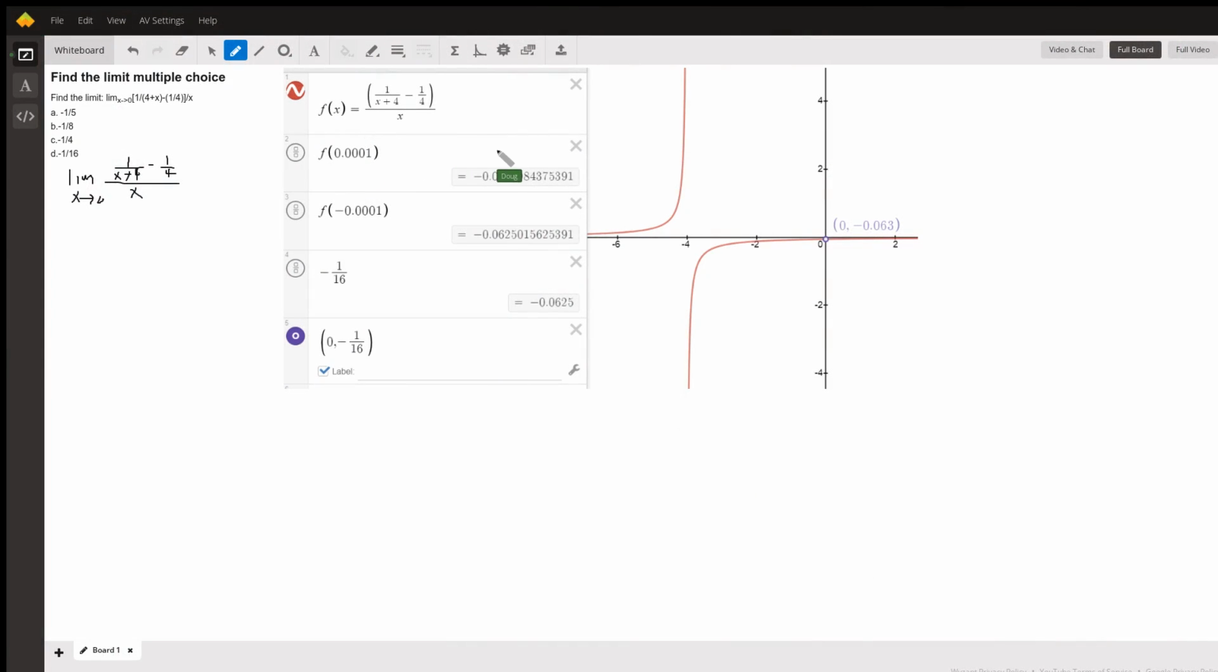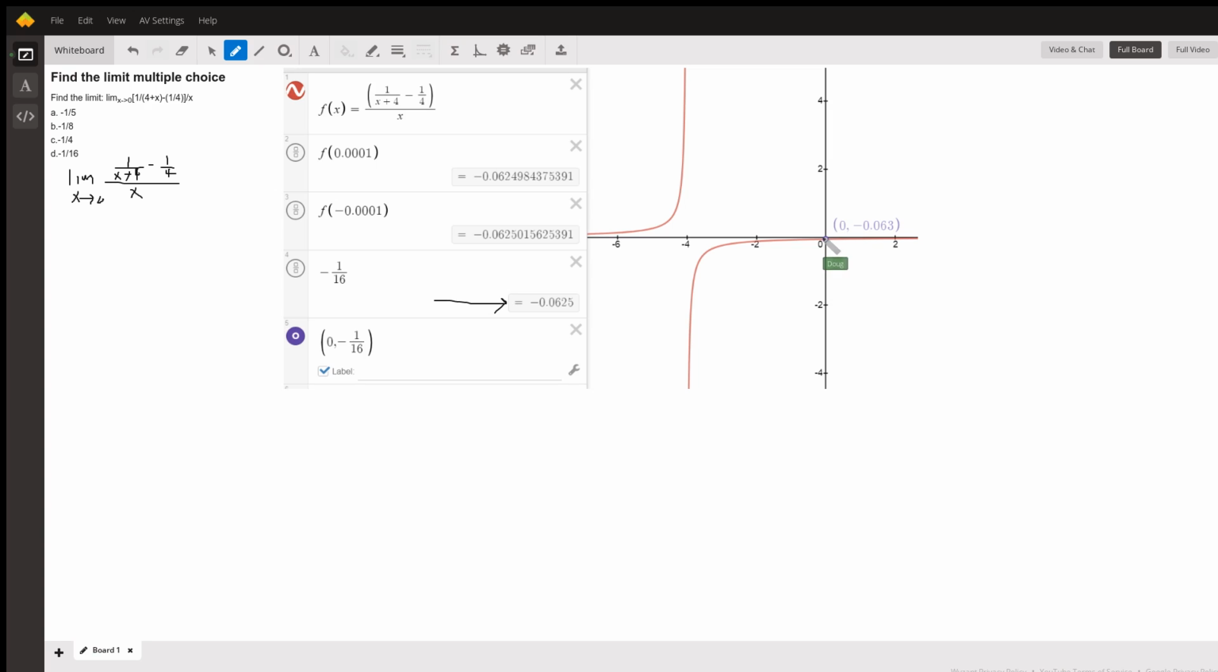Okay, let's look at this graph over here to get an idea of where we're headed. Here's the original function graphed on Desmos in red, and I've put rows in here for f of something very close to 0, and it looks like it's negative 0.06249, and I could add more zeros and even get closer to this value right here, negative 1/16.